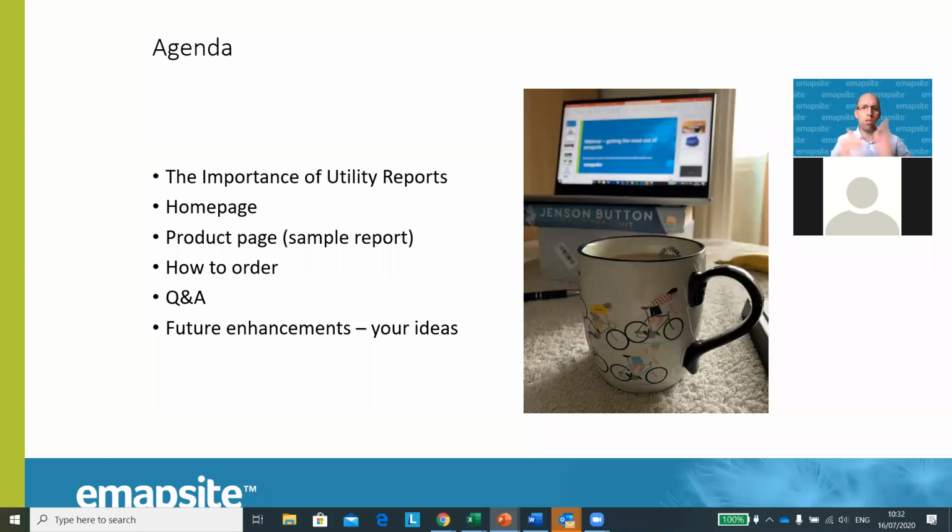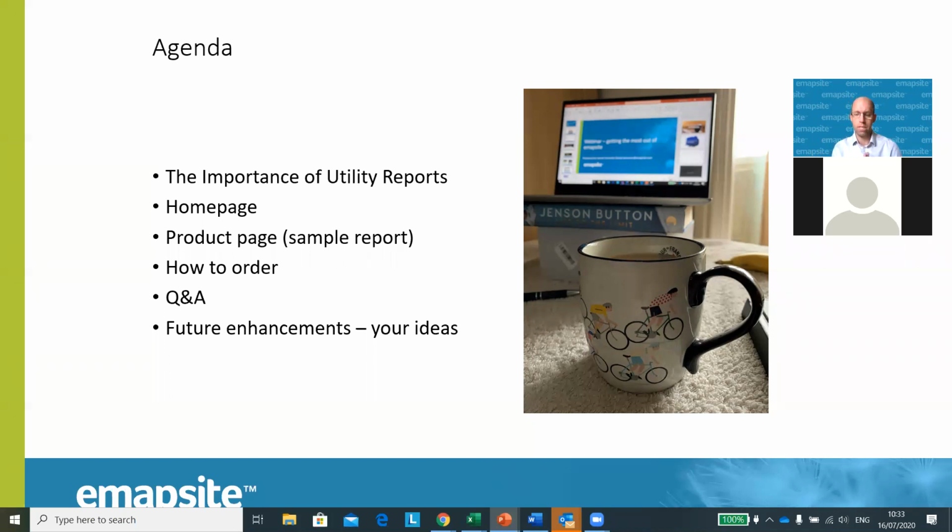Here we go. So the quick agenda here is the importance of utility reports. Stephen's kindly joined us from Technics, who actually compile the reports for us. This is a picture of me, not me literally, but my workstation over the last 4 months. Once Stephen's gone through the importance and how these reports are created, I'll finish off with how to actually physically order these reports through Emapsite and the platform. And then we'll make sure we've got time to take any questions.